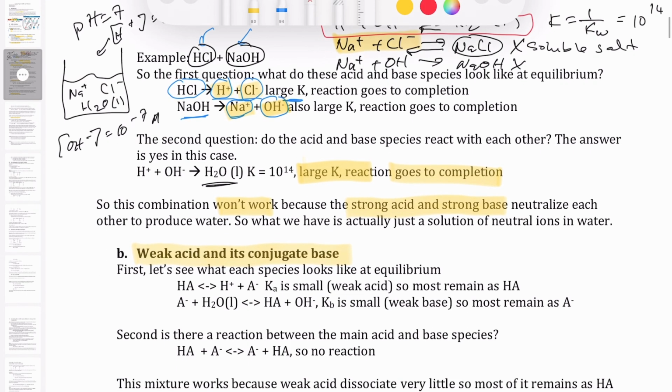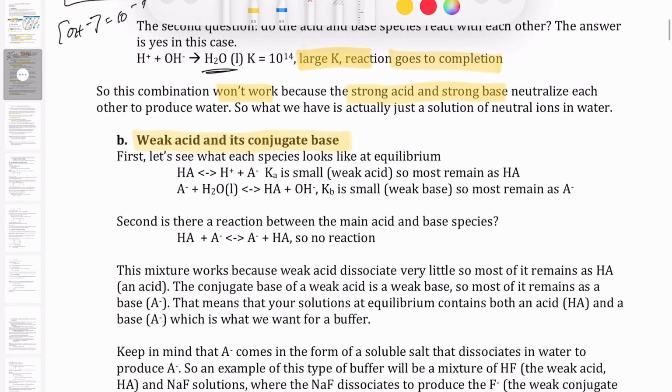So let's take a look at the next combination of acid and base and see if that one will form a buffer. And here's a combination of a weak acid and conjugate base. So we'll try to pick an example of a weak acid, but we can generically say that it's called HA, and it's going to dissociate into H plus and A minus.